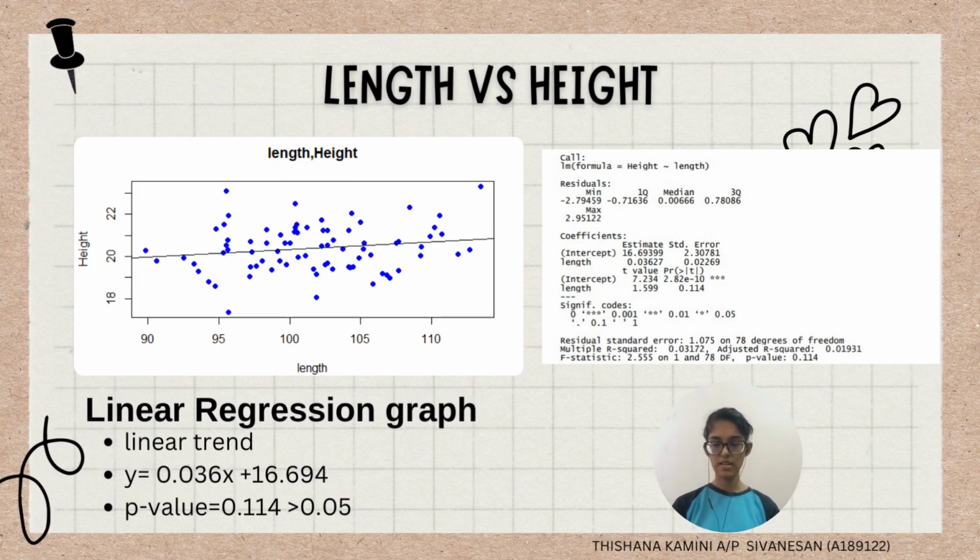For length versus height, we first plot a linear regression graph using RStudio. It can be seen that the line is a straight line, which tells us that this is a linear graph. The p-value obtained is 0.114, which is greater than 0.05.